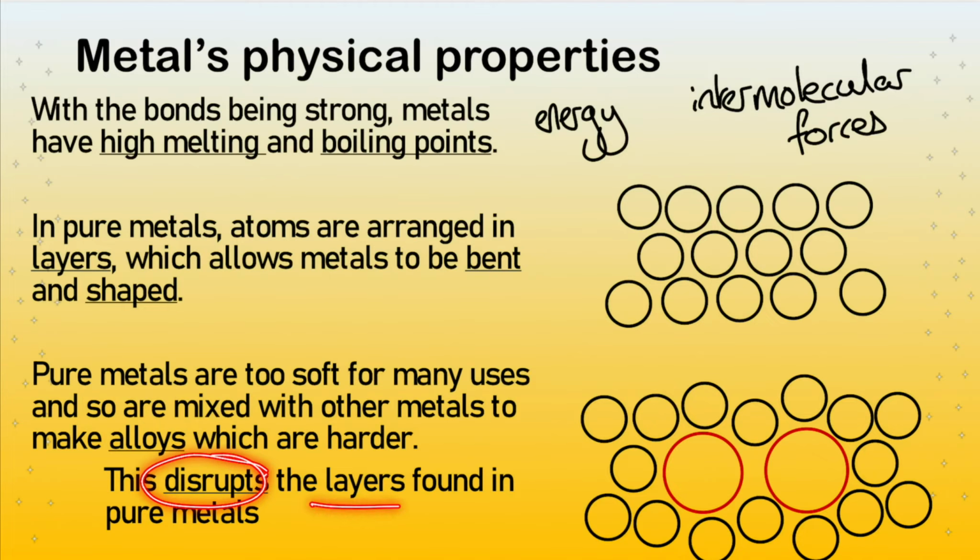So the disruption of the layers means that these layers can no longer move freely past each other, or as easily past each other as before. So it makes them much tougher to bend and shape and to break or mark. And so that's what we tend to do. We tend to make alloys, which are more useful.